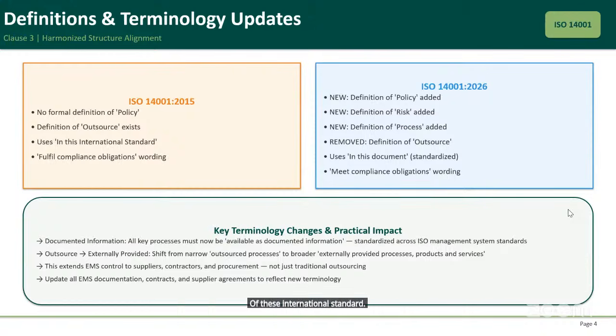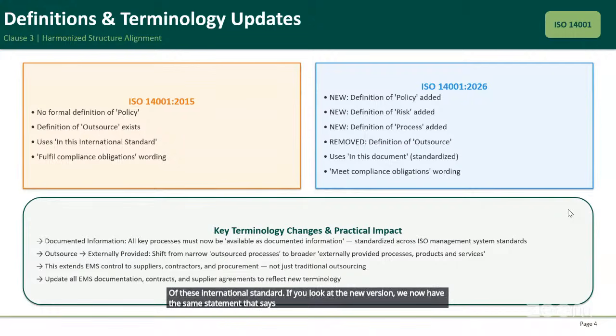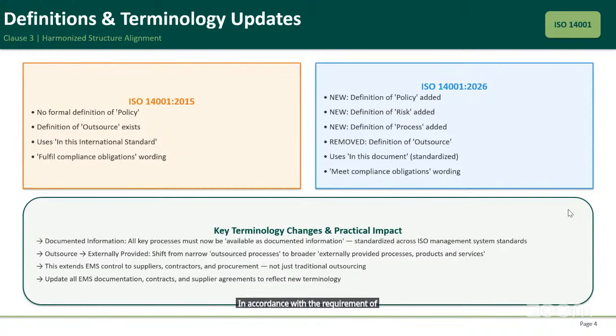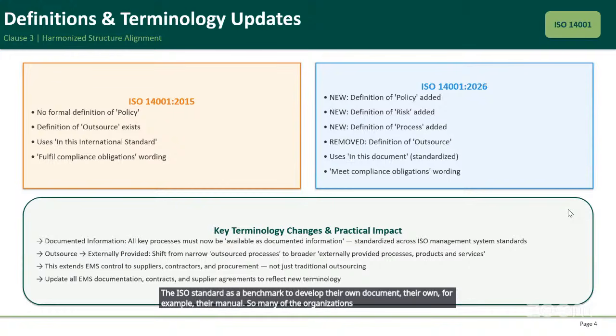If you look at the new version, we now have the same statement that says to achieve the intended outcome, including enhancing its environmental performance, the organization shall establish, implement, maintain, and continually improve an environmental management system, including the processes needed and their interaction in accordance with the requirements of this document. There is a change because they understand that organizations use the ISO standard as a benchmark to develop their own documents, for example, their manual. Many organizations use "international standard," but using "in this document" makes it much more standardized.